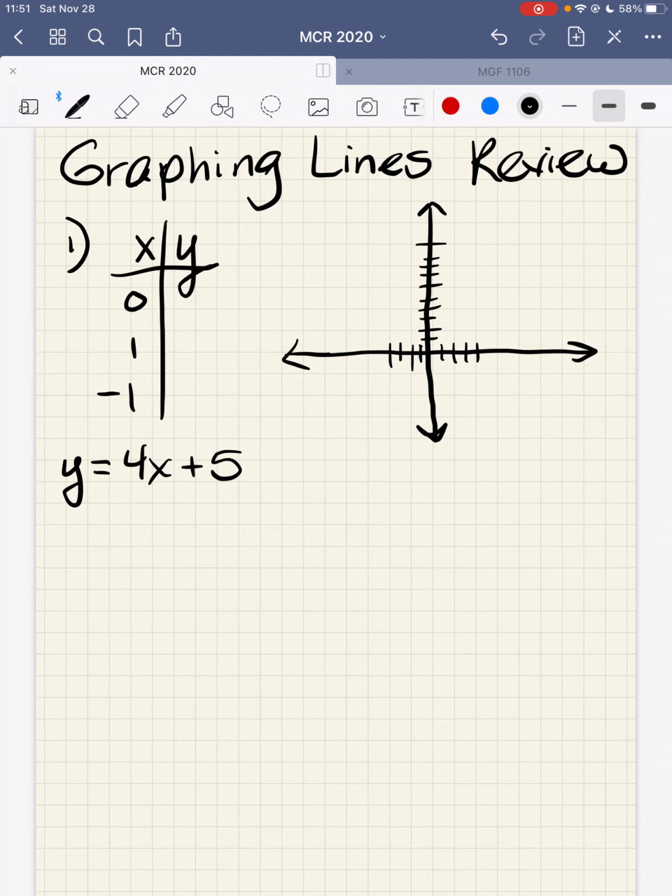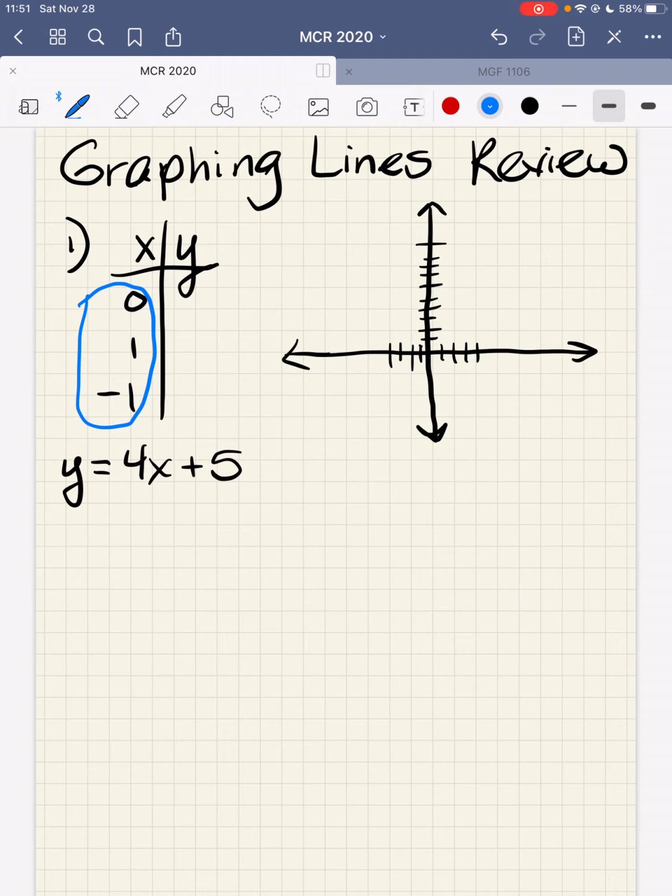In the first way we started talking about graphing lines, we were going to plot points. We're given a table of points, and we want to graph these points. What I'm given is my x values, and I want to separately take each of these points, plug them into the equation given for x, and solve for y.